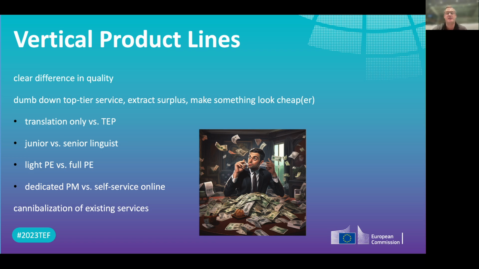You can dumb down a top tier service, or you can have naturally tiered services such as translation only versus translation, editing, proofreading provided with a colleague, for instance. Or you can have a junior translator working on something or a senior translator, light post editing versus full post editing, etc.